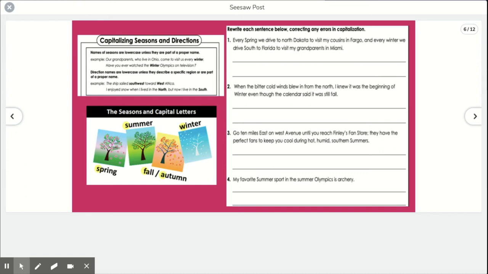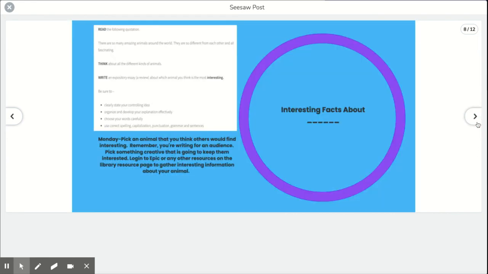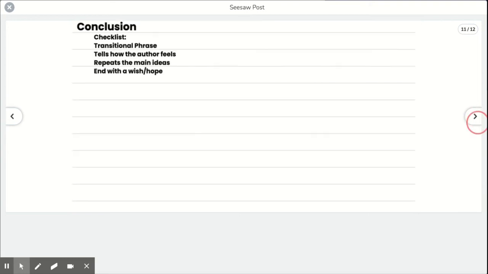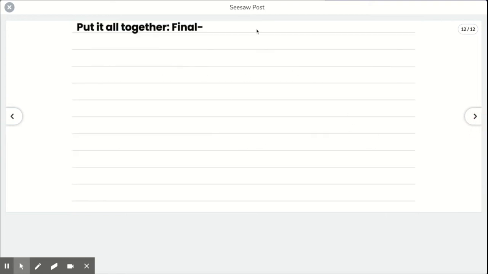Then when it says like for a direction, the ship sailed southwest, that is not capitalized. But whenever you describe a specific region, like when you say I lived in the north, then you would capitalize it. So we went through there, and then we had some writing time to where we wrapped up our writing and put everything together here. And our stories, there's a Flipgrid for that also right here, share your writing, interesting animal. You can click on that, and there's a link there to where you can share your writing with the class.